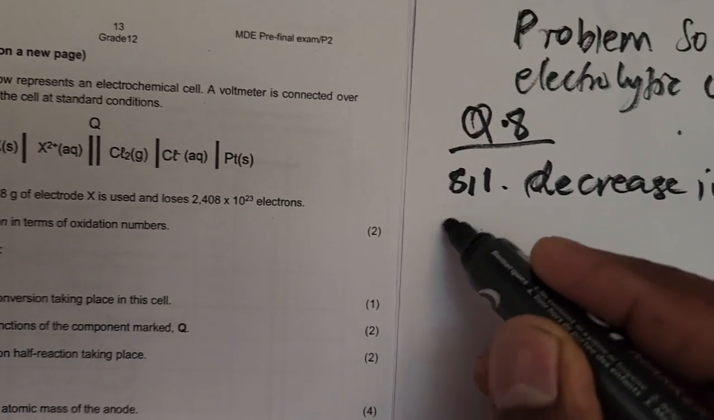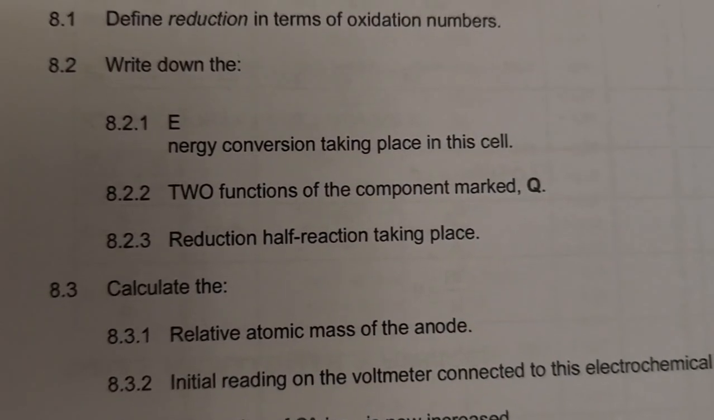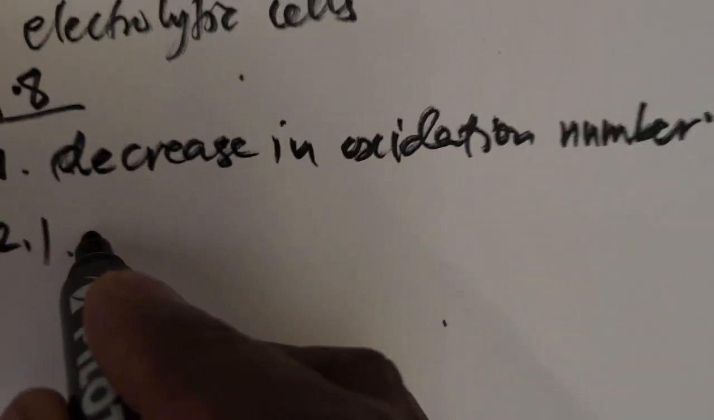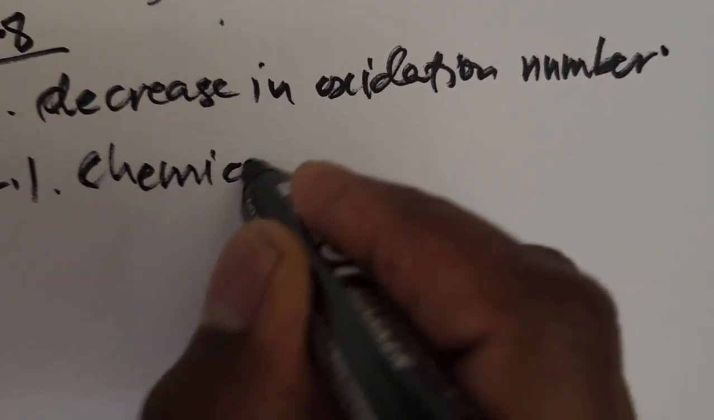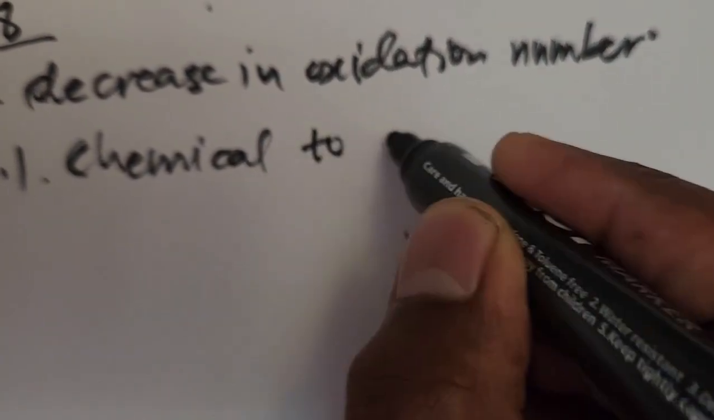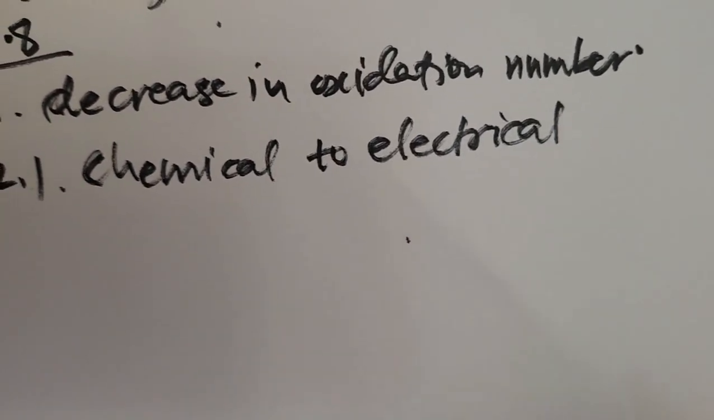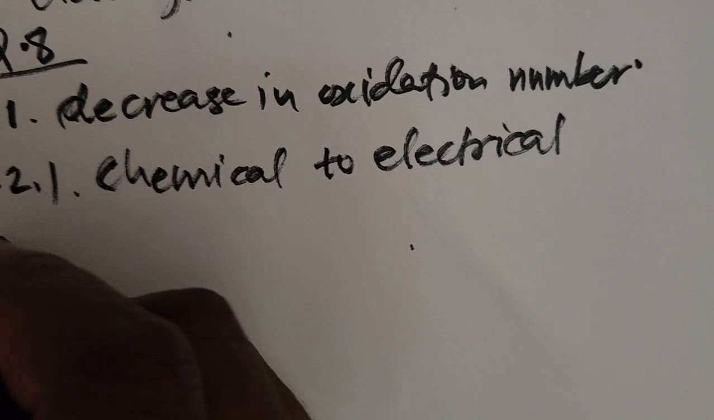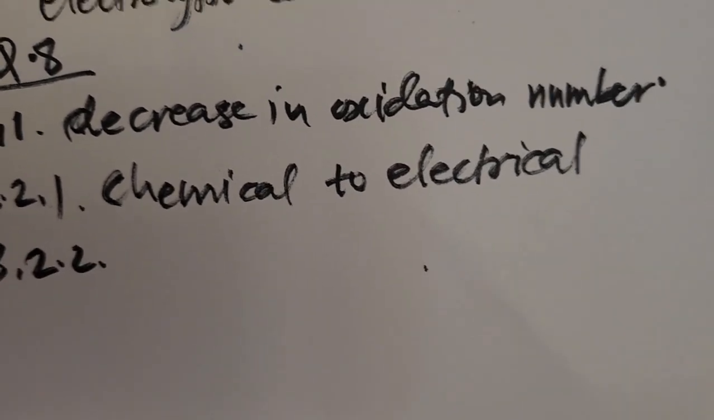Next question, 8.2.1. Let's see what's happening here. Write down the energy conversion taking place in the cell. We know in a galvanic cell, chemical energy is converted to electrical energy. You just write chemical to electrical. There's no need to repeat the energy part. Fine, no problem.